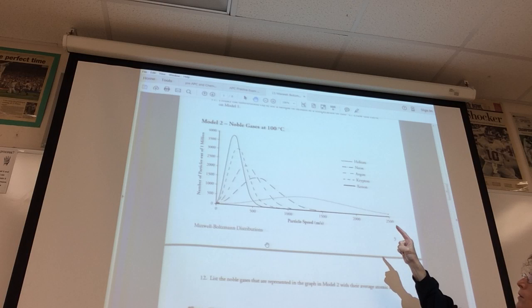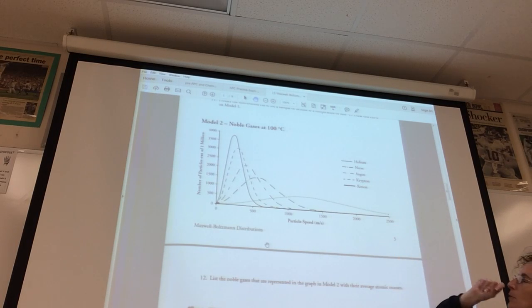But here, is the temperature constant? Yes, it's 100 degrees Celsius. And what are we looking at here? The particle speed for different noble gases. Now we know the greater the molar mass, the slower the gas moves. And we're going to take a look at that with diffusion and effusion in just a minute at a higher level than what you saw in honors.